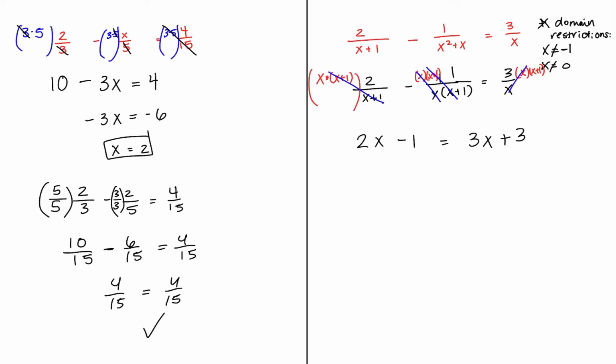I can continue to solve, so I'll subtract 2x from both sides and subtract 3 from both sides. I will be left with x equals -4. I'm comparing -4 with my domain restrictions, and I notice that it's not one of my domain restrictions, so I should be fine. To double check, I could plug -4 back into my equation, just like I did on the left side, and make sure that it checks out.